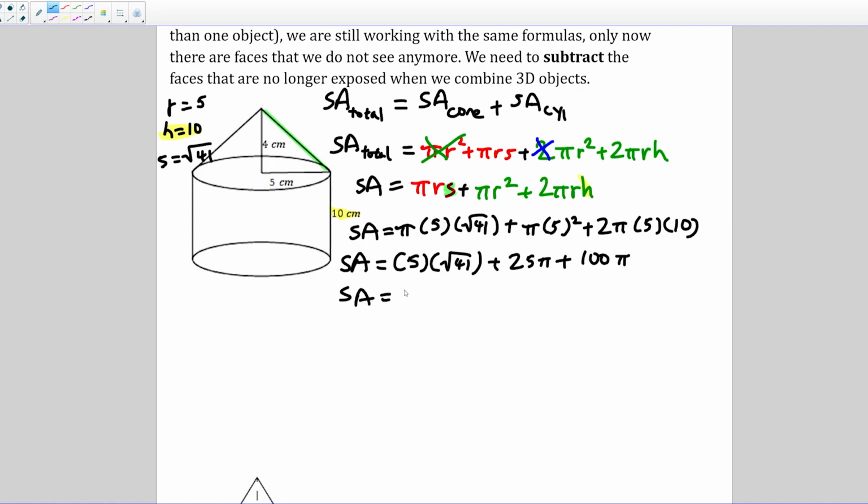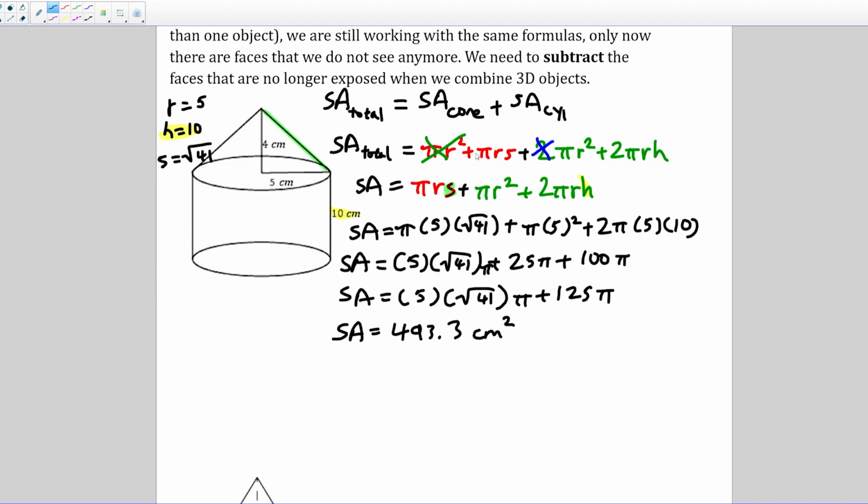So really I've got this 5 times the square root of 41. Oops, I forgot the pi up here earlier. My apologies. Times pi plus, and I'm going to have plus 125 pi here. So when I finally plug this all into my calculator, I end up with a grand total of 493.3 centimeters squared. So some of you might be wondering if this is the only way to do this problem.